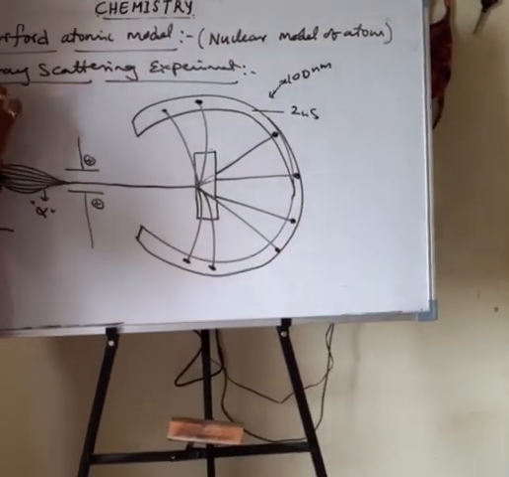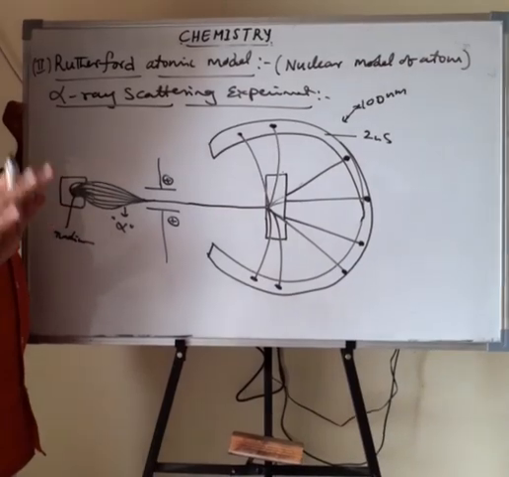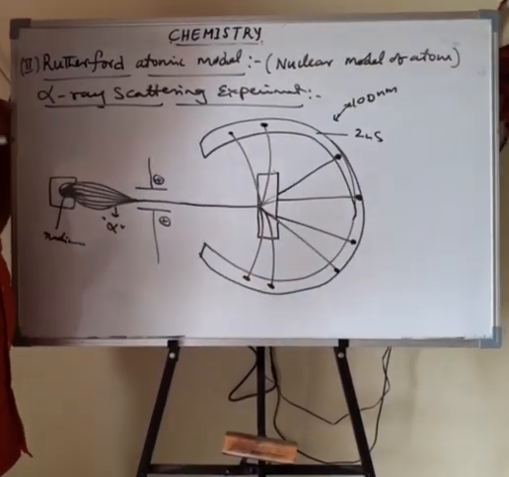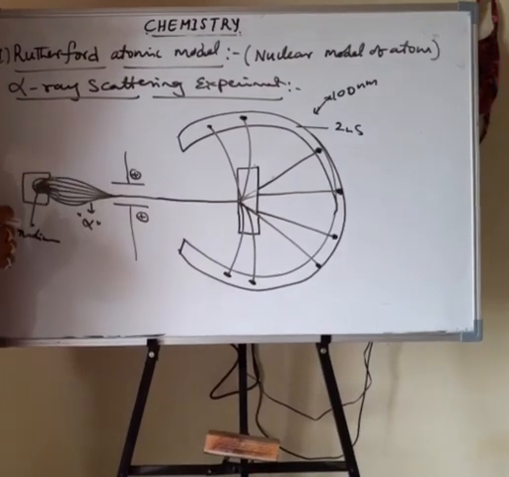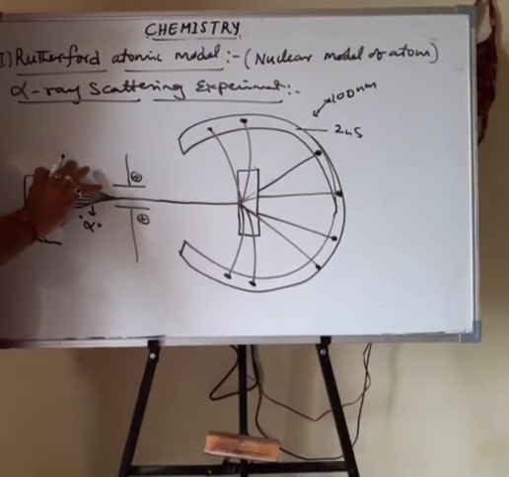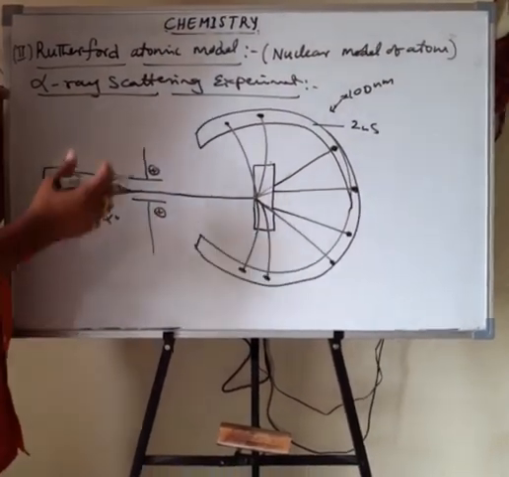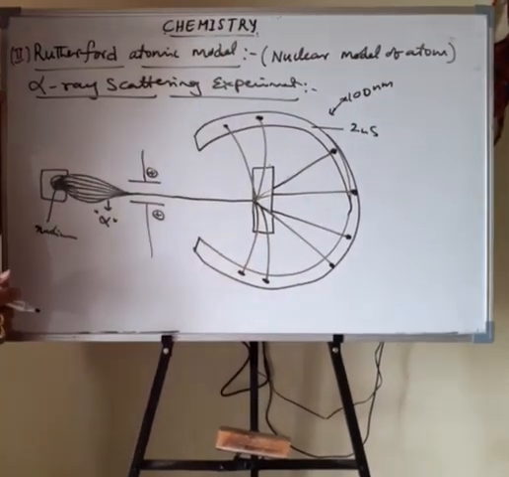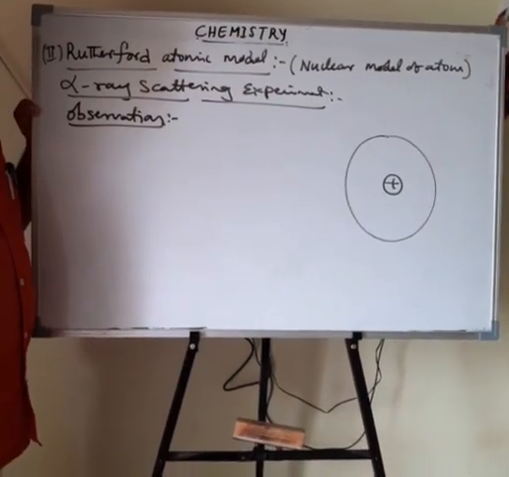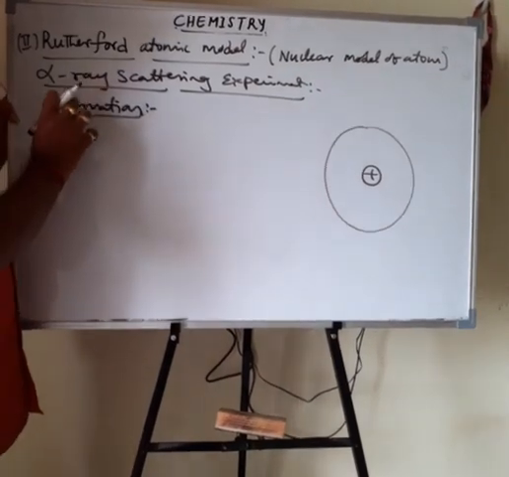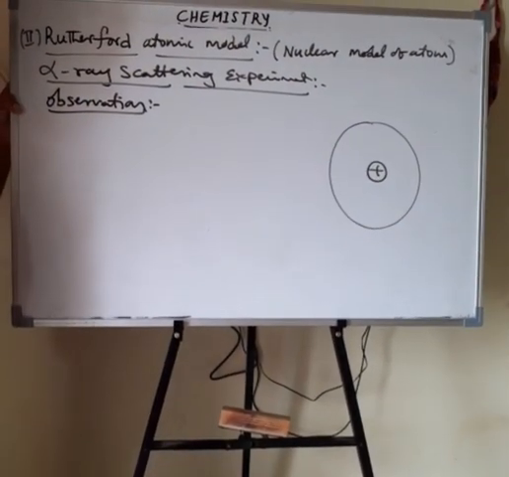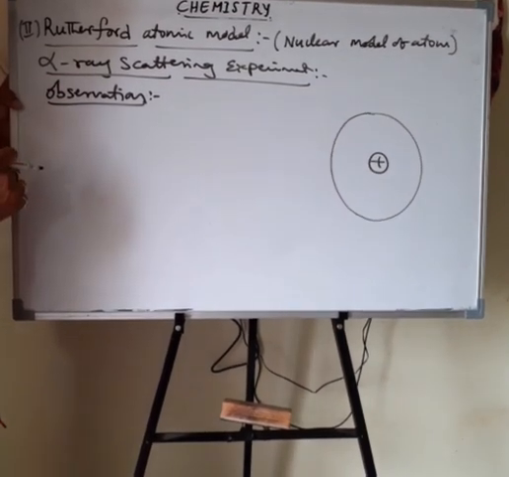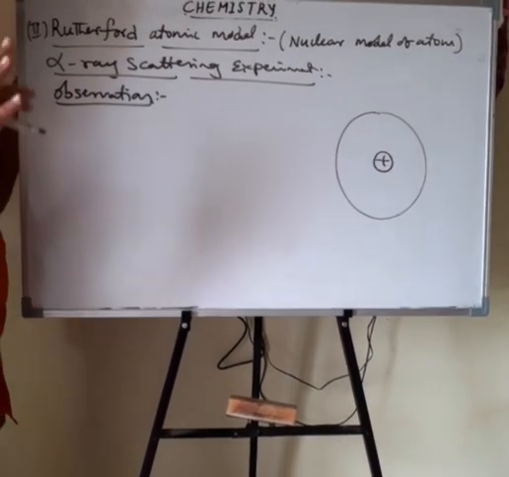From this experiment, Rutherford observed three points. The next topic is observations. What points did Rutherford observe from the alpha ray scattering experiment? He observed three points.